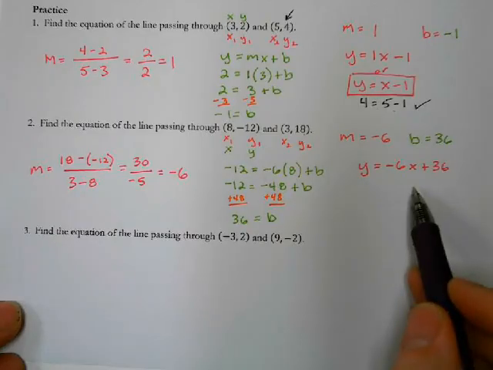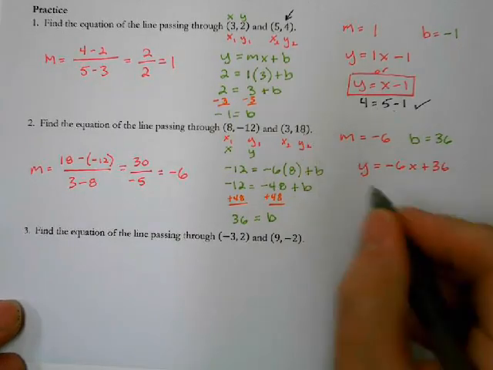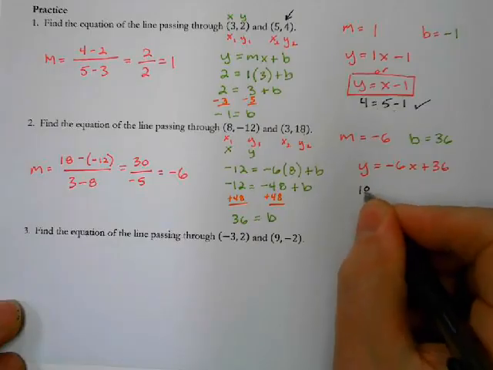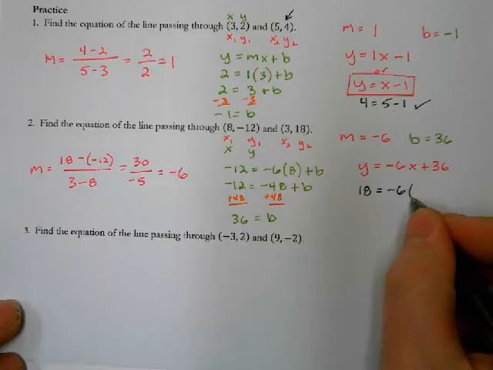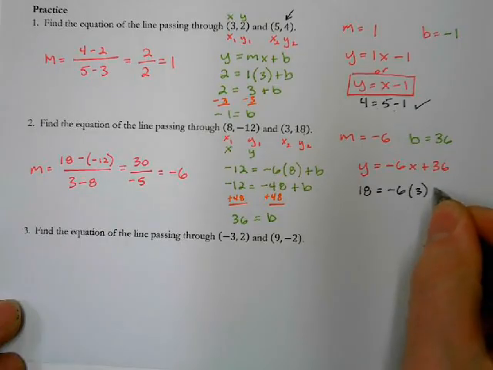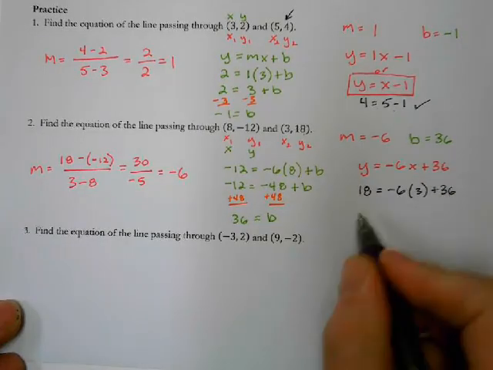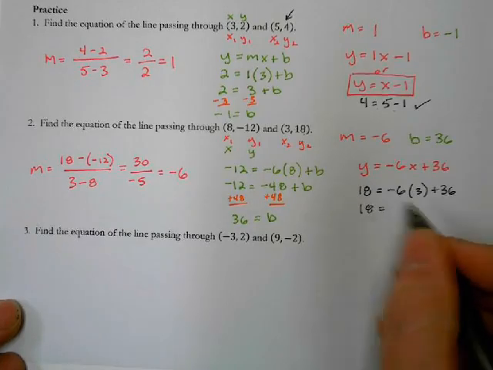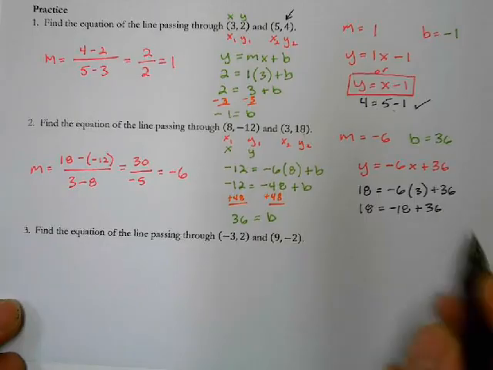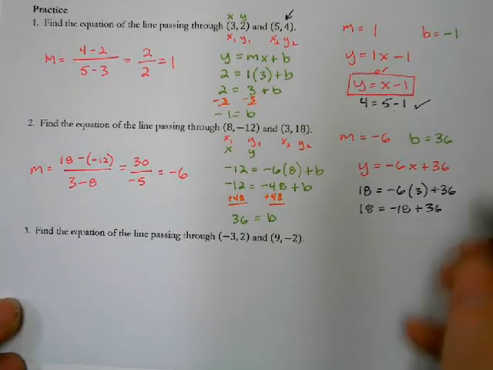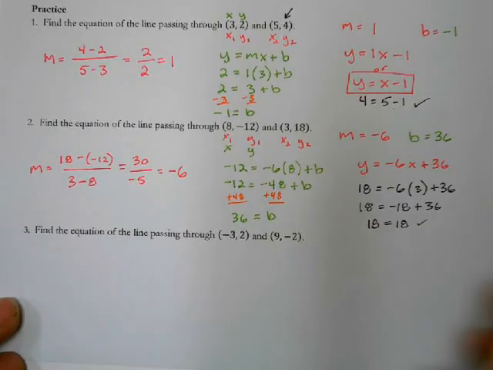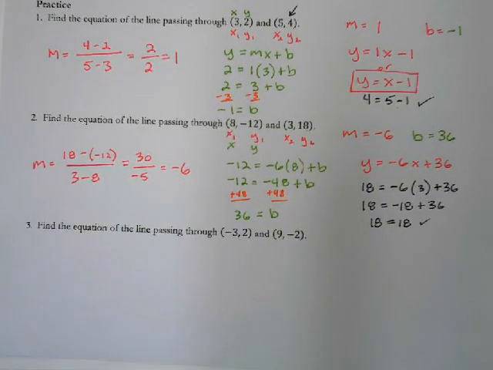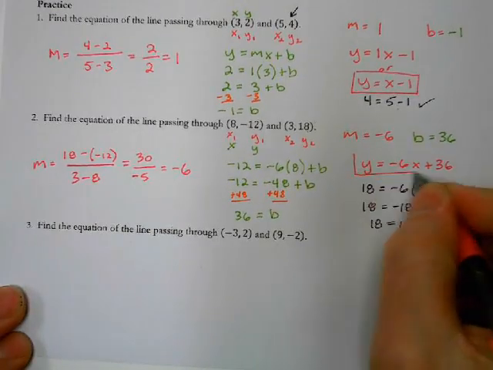So I'm going to plug 18 into y. And in x, I'm going to plug in 3. All right, so 18 equals negative 18 plus 36. And what do you know? 36 minus 18 is 18. So I know it works. So that was the answer. My answer was y equals negative 6x plus 36.